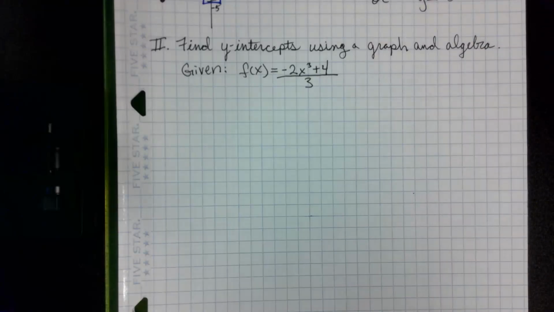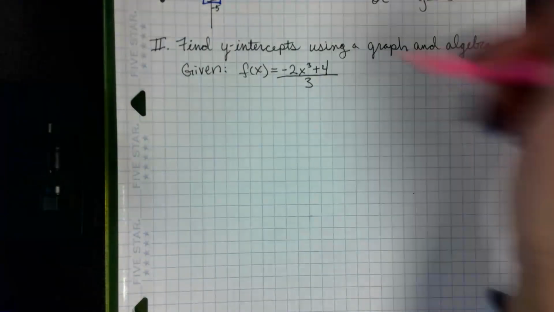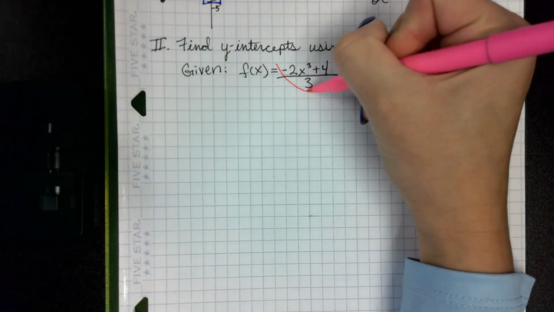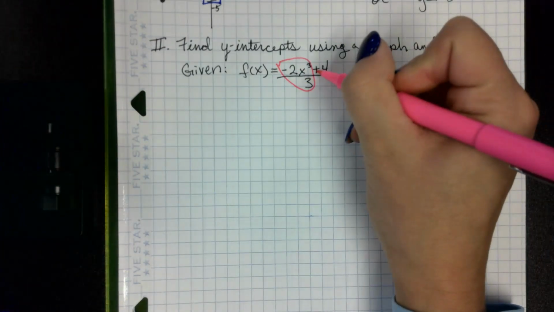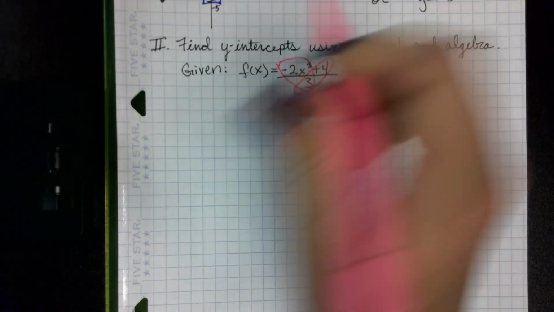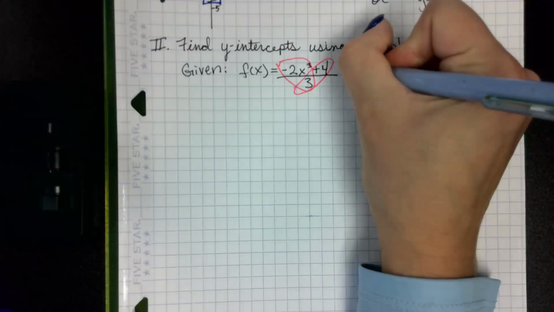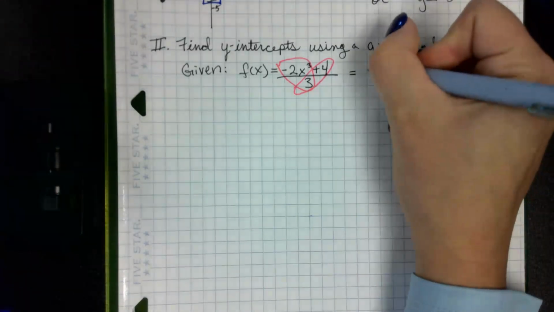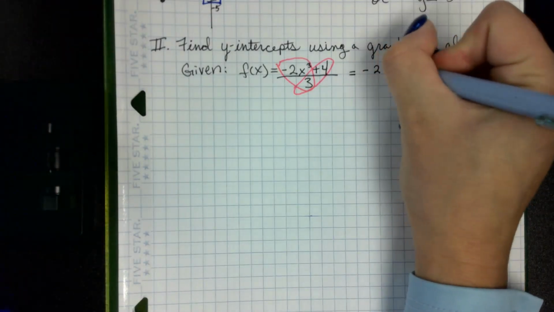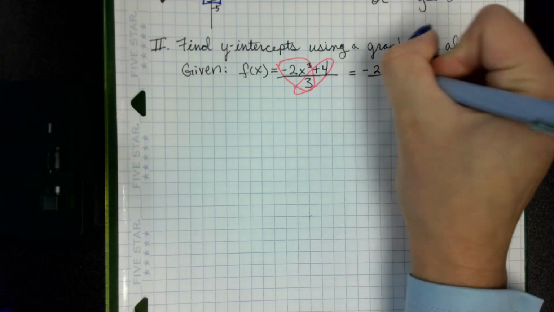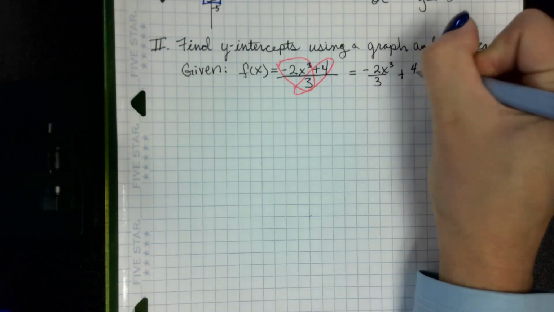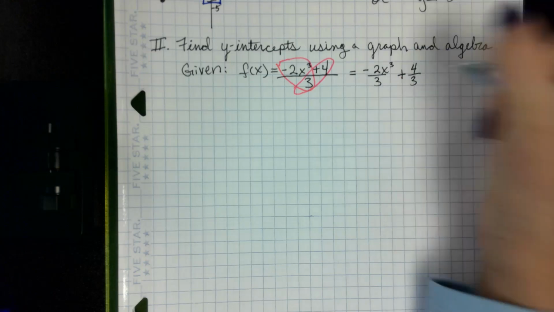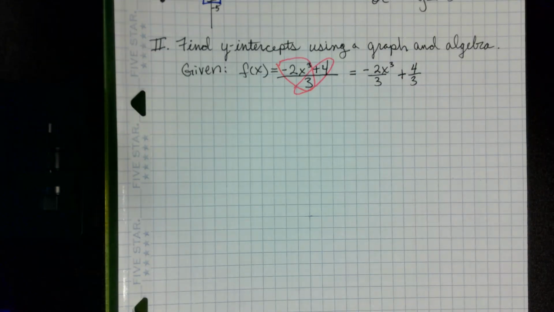So I'm going to split it using that common denominator, because I can write negative 2x to the third over 3 plus 4 over 3 if I split it up. And then I feel like it's easier to graph. Negative 2x to the third over 3 plus 4 over 3. Like that matches that y equals mx plus b format a little easier.